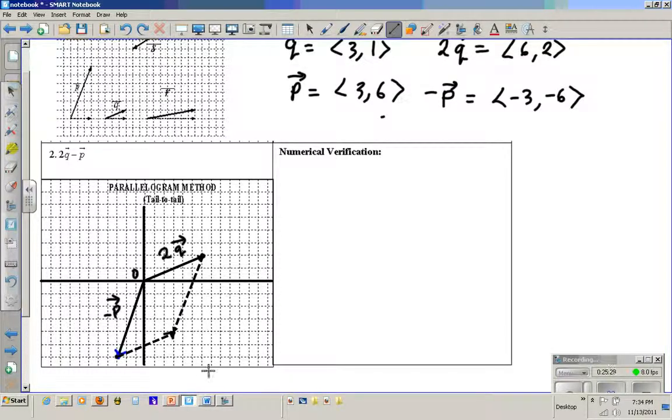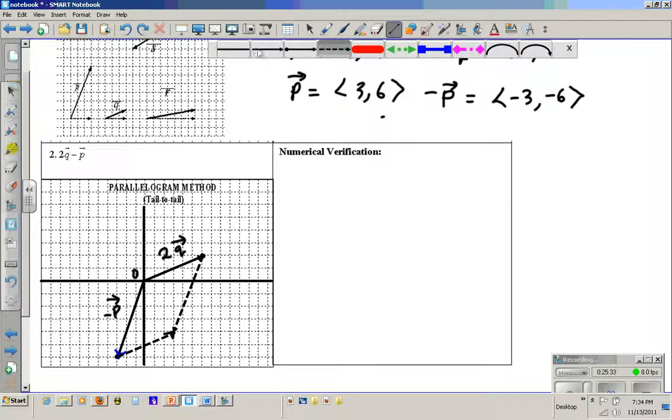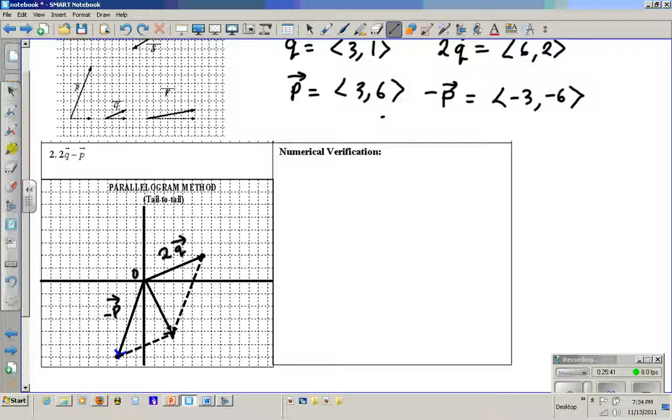Are we done? Absolutely not. You're done when you draw the resultant vector, the sum, right? So you go from the two tails to the two tips. These are the two tips, these are the two tails. So it goes from here to here. Boom. There goes your answer. Okay? And then you can label your answer. This answer right here is 2q minus p.